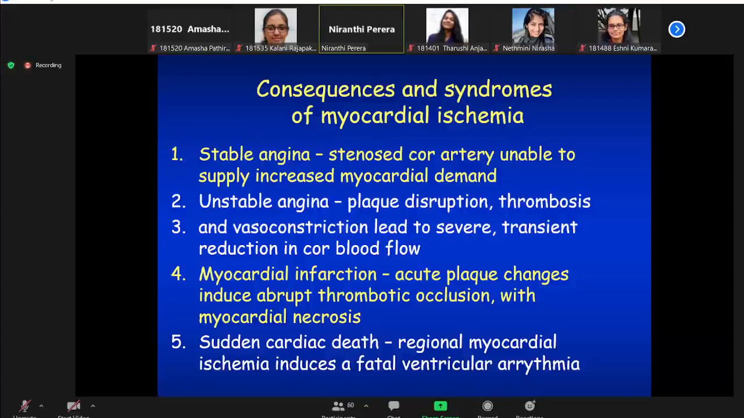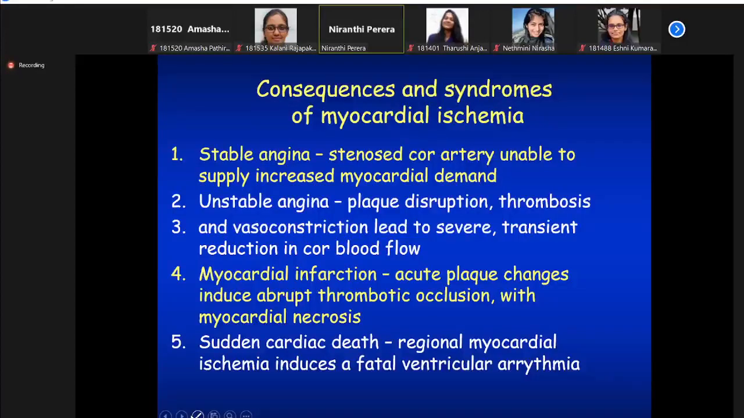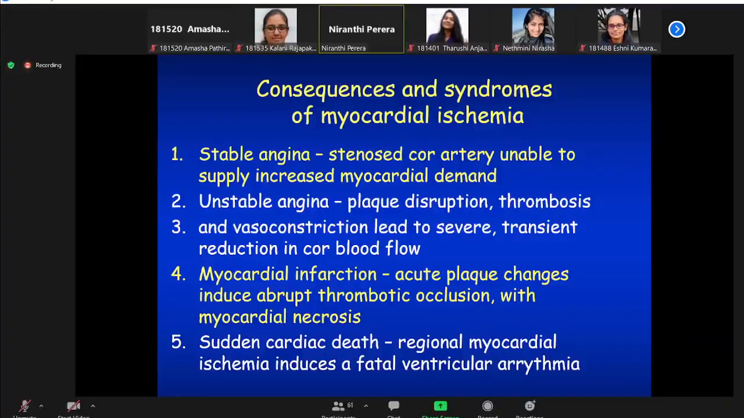It induces abrupt thrombotic occlusion and you get myocardial necrosis. Or you can get sudden cardiac death because in one area of the myocardium, it induces ischemia and induces a fatal ventricular arrhythmia. So they die suddenly, even before the myocardium has a chance to get necrosed. As it's getting ischemic, and especially if it's near the SA node or AV node branches, it might induce a ventricular arrhythmia and the patient will die.